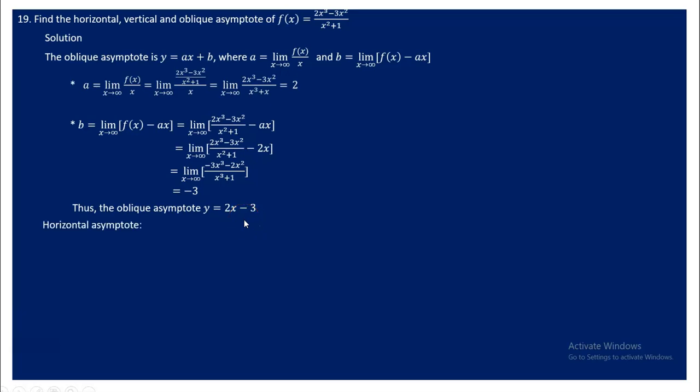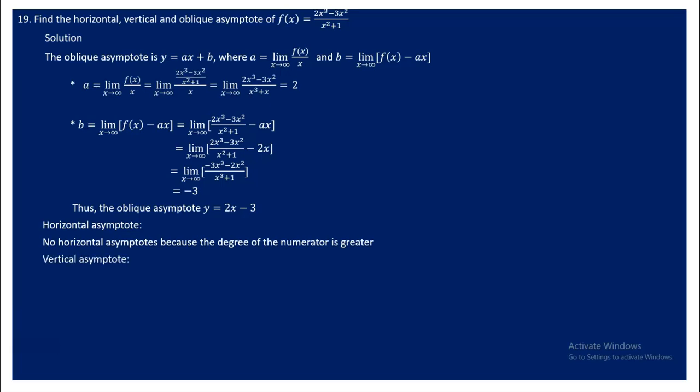Now coming to the horizontal asymptote, whenever we have, students, the oblique asymptote, you don't need to expect the horizontal asymptote because the degrees are not identical. The degree of the numerator is greater than the degree of the denominator. If this is so, you don't need to expect this horizontal asymptote. So no horizontal asymptotes because the degree of the numerator is greater.